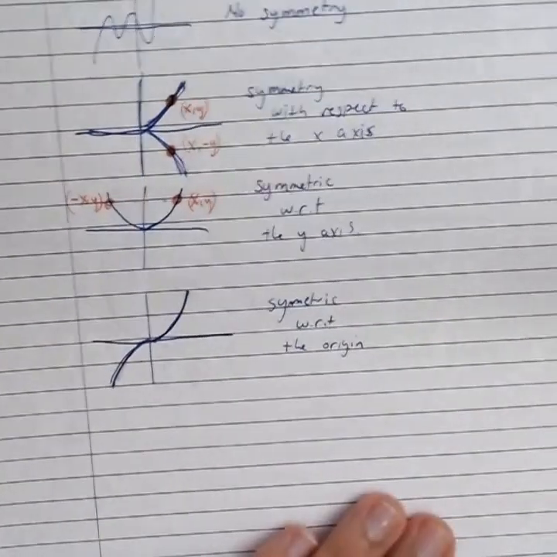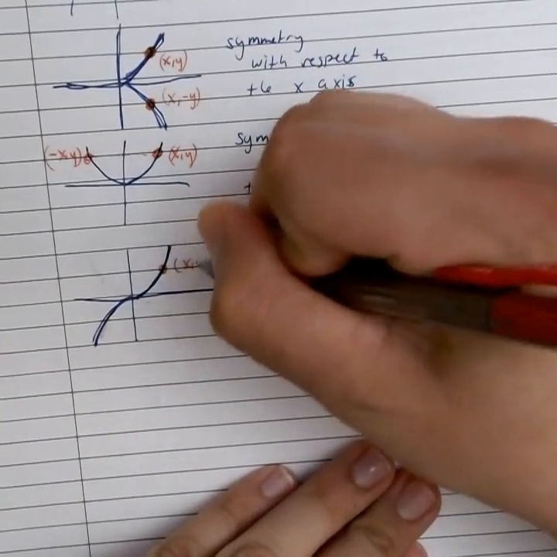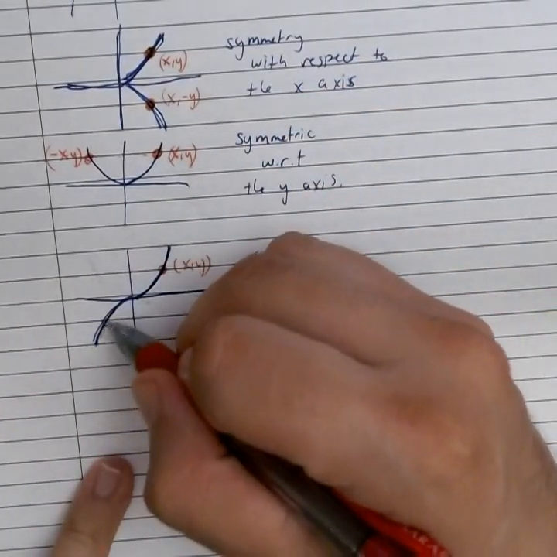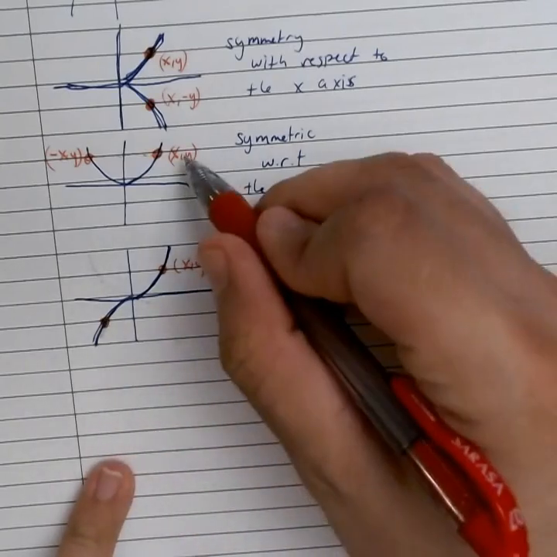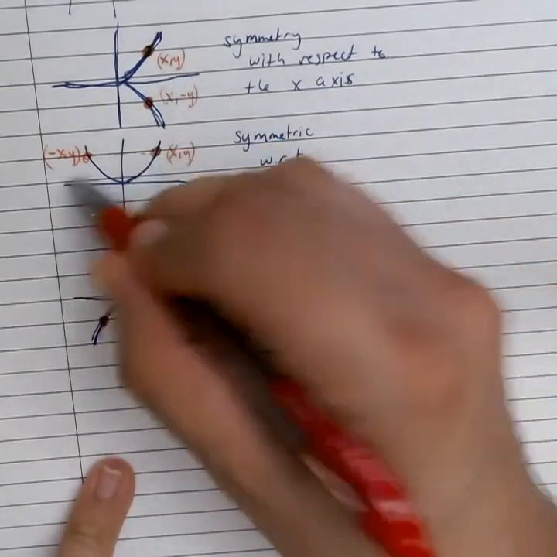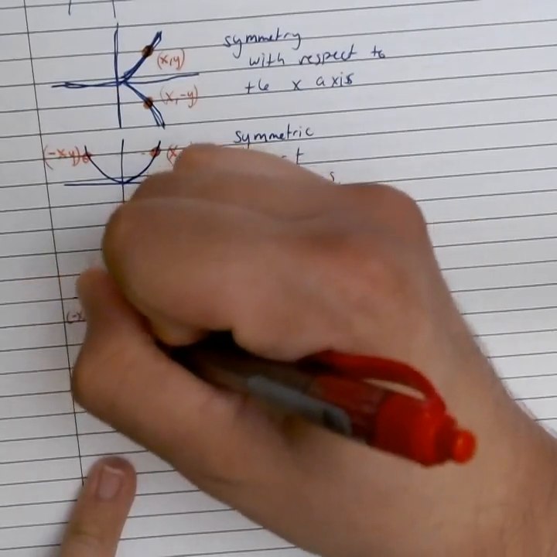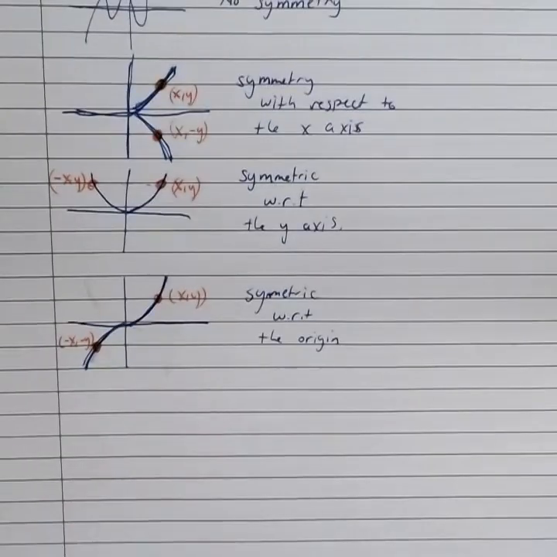And note that for the origin, if this is the point x comma y, then this point over here would be opposite this way, but also this way. So here we would have negative x comma negative y. All right. So this gives us a test for symmetry.